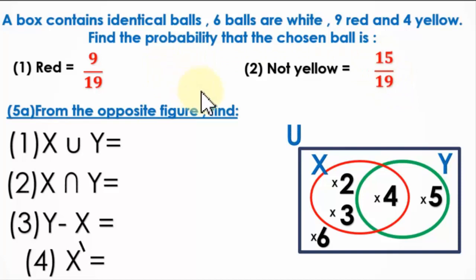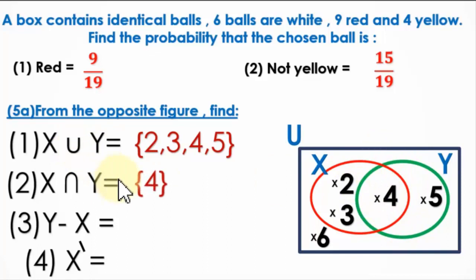Now from the opposite figure, find x union y. X union y means all the elements inside x and y. The set of 2, 3, 4, and 5. What about x intersect y? It means the common elements between x and y, which is the set of 4. What about y difference x? Which elements are inside y and not in x? The set of 5. Excellent. X dash equals the set of 6 and 5.